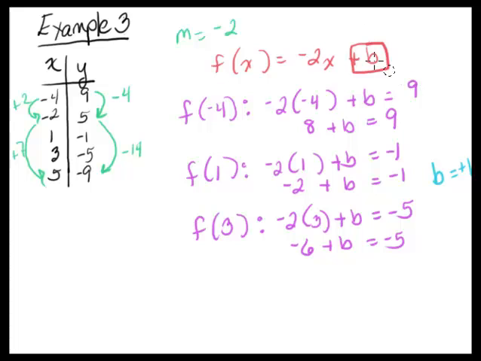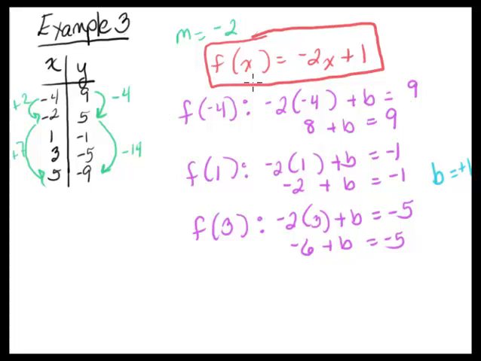So we are going to just erase this. That was there just as a placeholder for you. And we're going to write plus 1. The rule for this function is f of x equals negative 2x plus 1. And if you wanted to, you could add in another value. Say we wanted to find f of 7. So f of 7 is negative 2 times 7 plus 1. Negative 2 times 7 is negative 14. Negative 14 plus 1 is negative 13.